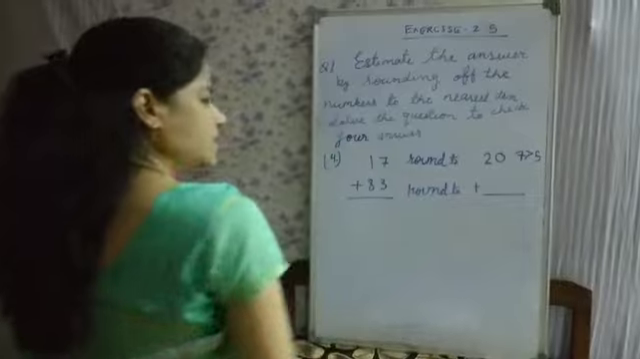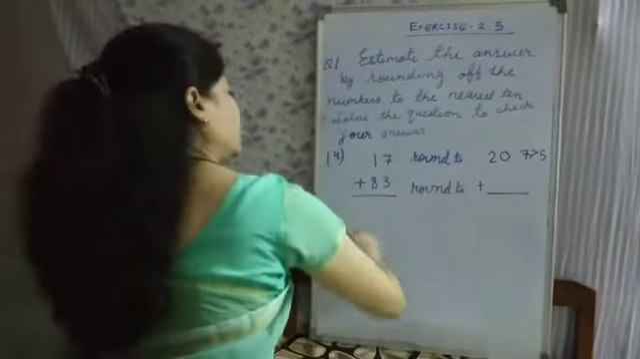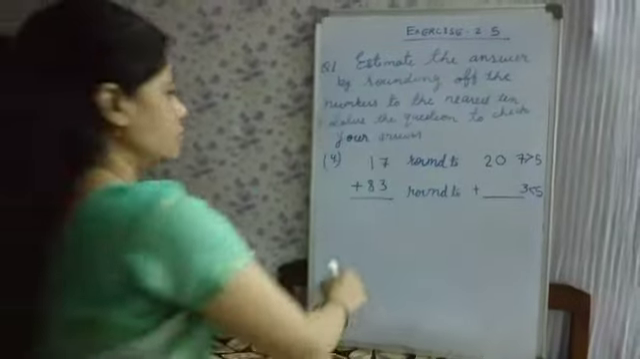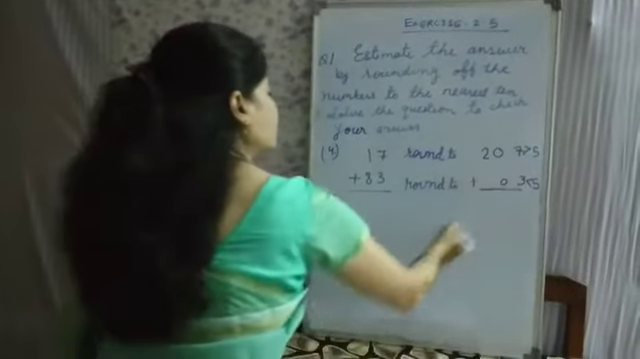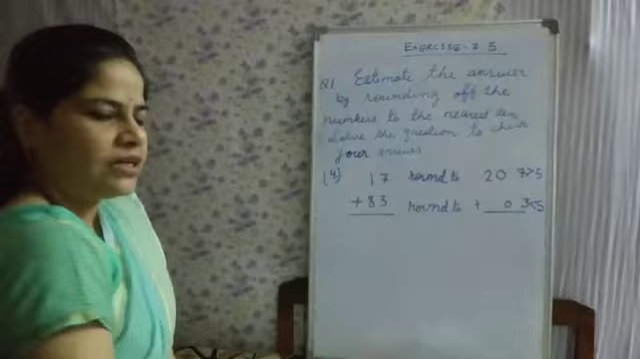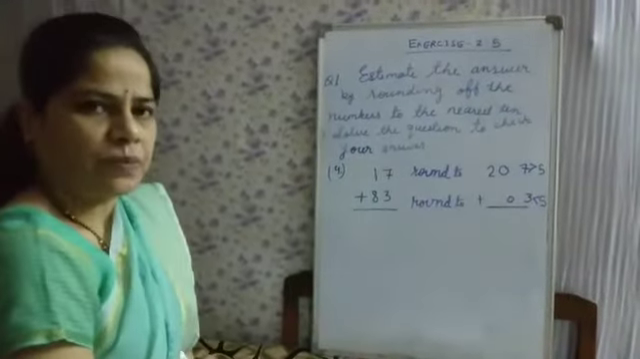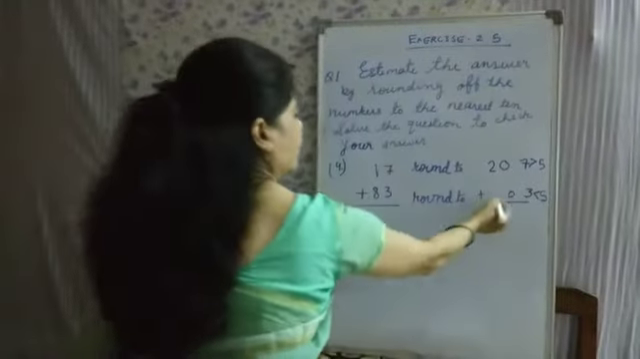Now next number is 83. On ones place here is 3. 3 is less than 5. So write 0 at the place of 3, and since here 3 is less than 5, there will be no change on tens place digit. So you have to write 8 as it is.